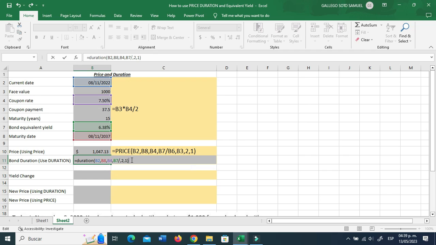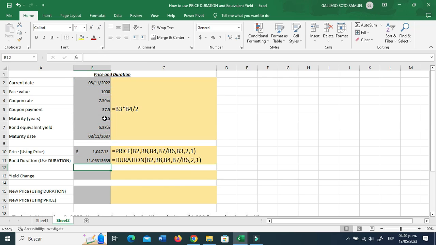What did I do? Let me just start from scratch. Settlement date, and then the maturity, the coupon rate, that's as an annual rate, and the yield, that's going to be this one divided by 15. The frequency is 2, and the basis is going to be 1. Close and hit enter, and that's our duration.